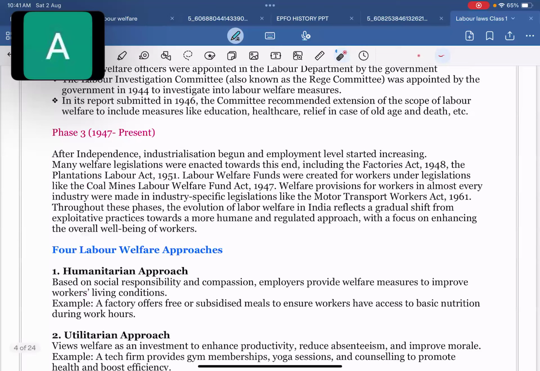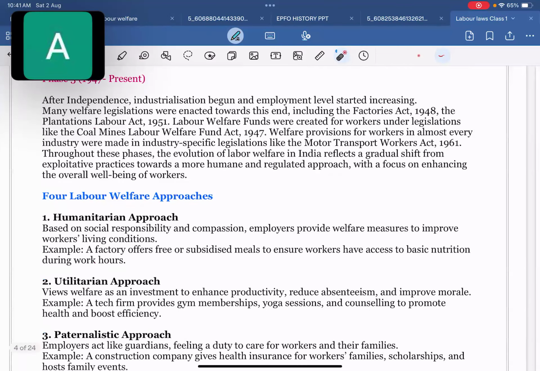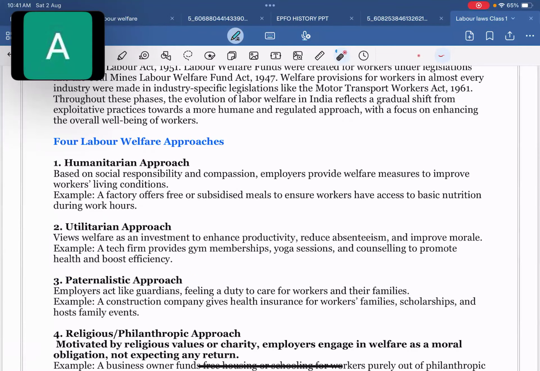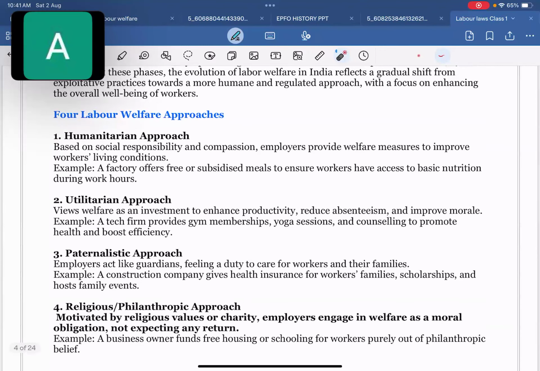So there are four labor welfare approaches in India. They are not that important from an exam perspective, and they are understandable by the key terms themselves: humanitarian approach, utilitarian approach, paternalistic approach, and religious philanthropic approach. Everyone must know the words themselves.